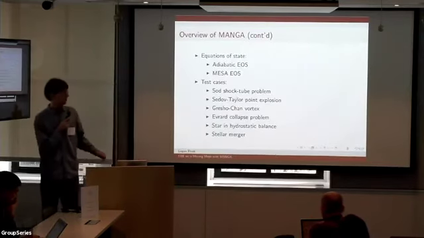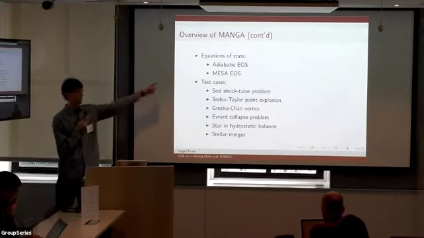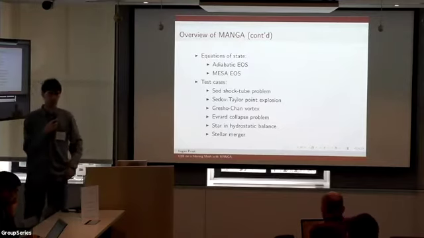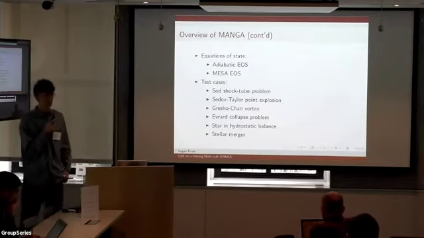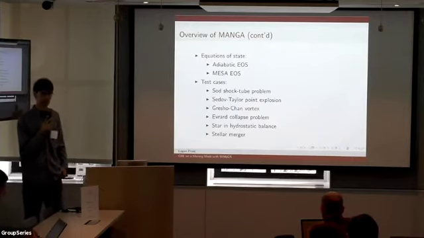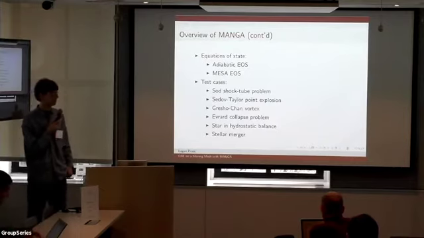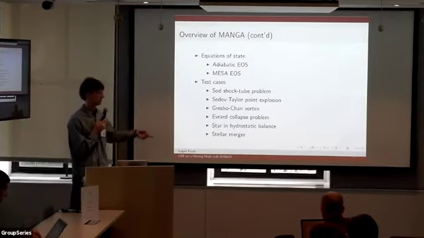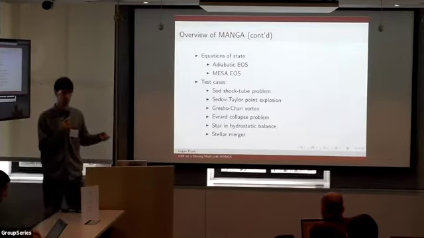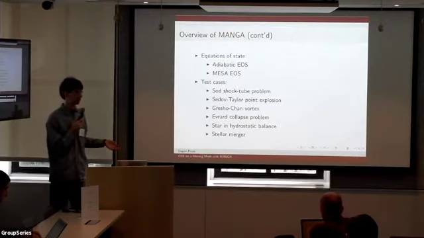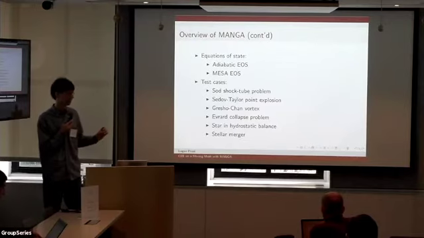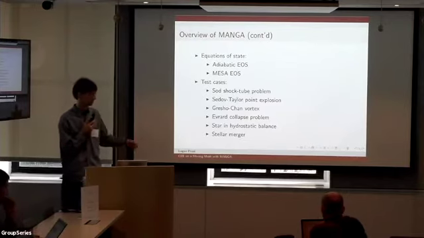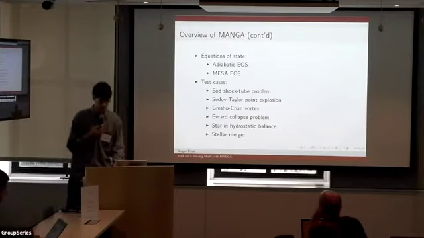We've, of course, implemented an ideal gas equation of state into Manga already, and we've also implemented the MESA equation of state, which includes recombination energy. More on that later. We've tested it on several test cases, some standard problems in fluid dynamics, and have shown that it matches up well with the SPH results, except that it better resolves the shocks. And then it's also been applied to a star in hydrostatic balance and a stellar merger.